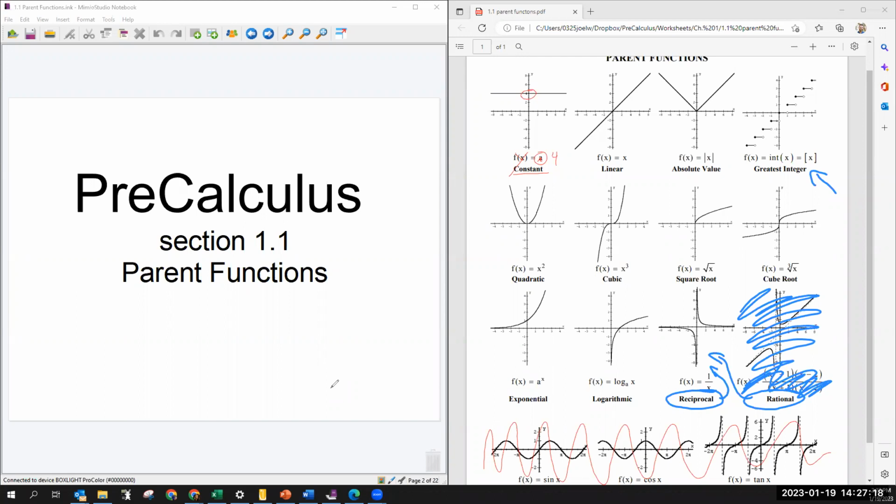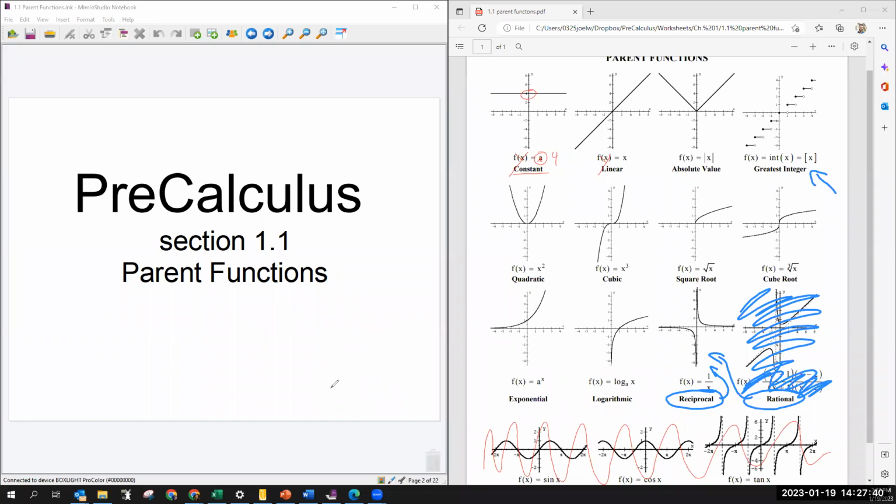Okay. The next one's linear. You spend like algebra 1 talking about linear functions. We can do slope, y-intercept, etc. Our basic linear one is f of x, or y, equals x. It goes through the origin and has a slope of 1.